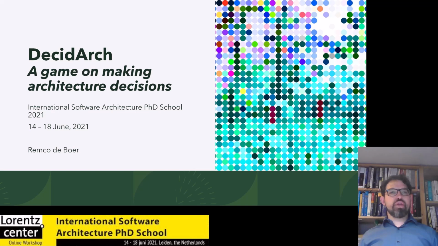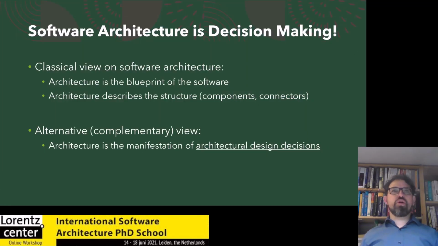Now, one of the key things about software architecture that you need to know is that software architecture is decision making. A classical view on software architecture is that architecture is solely the blueprint of the software. So architecture then describes the structure in terms of components and connectors. An alternative and in a sense complementary view is that architecture is not only that, but it is also, and maybe in essence, the manifestation of the architectural design decisions that the architect took in order to arrive at this structure, at this blueprint.